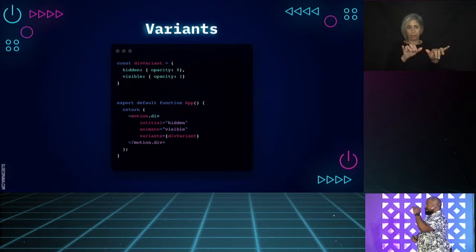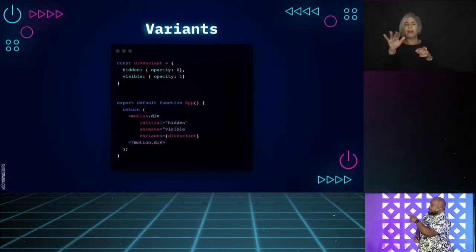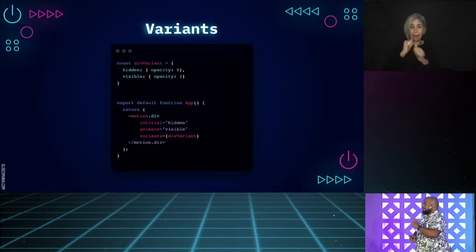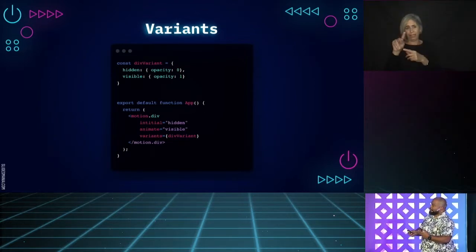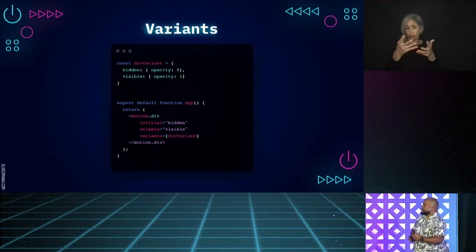So when I go down to my component, I have the variants prop, and I passed it div variants. So now it knows what variant I'm referring to. And also, you can name variants whatever you want. You don't have to put variant in the title. I usually don't, so I just did that for the example, but you can name them whatever you want.